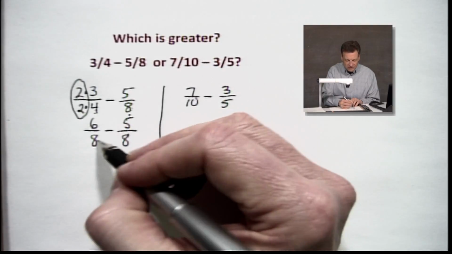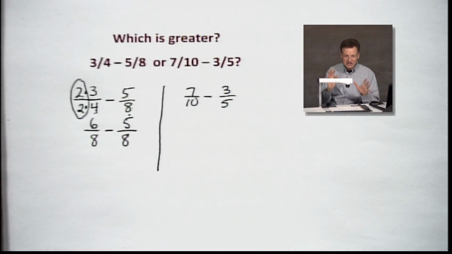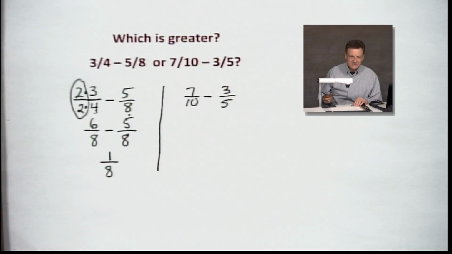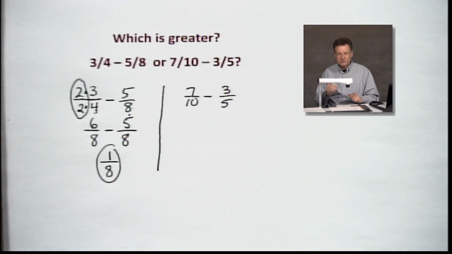Because now we have eighths and eighths. We have 6 minus 5, and that's going to give us 1, and we let the eighths stay along for the ride. So we had 6 of those eighths, and we subtract 5 of those eighths, we only have 1/8 left. So that's our left side of the deal. Let's take a look at the right-hand side.